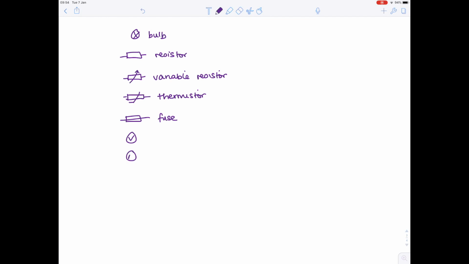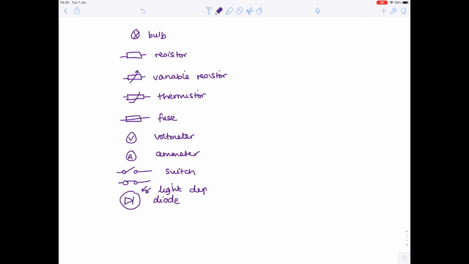Now we've got a voltmeter, an ammeter, an open switch, a closed switch. This funny looking play button is known as a diode, and it allows current to flow in one direction only. If the arrow is coming towards it, then it's a light dependent diode or an LED.